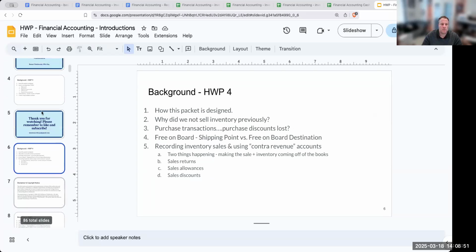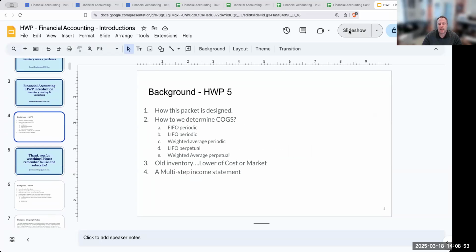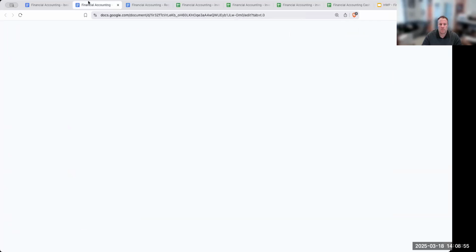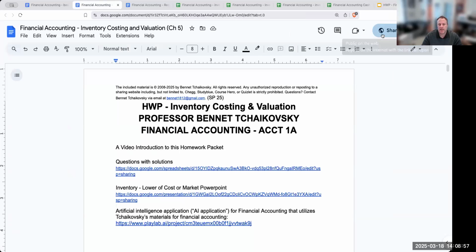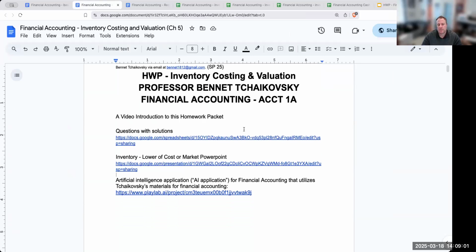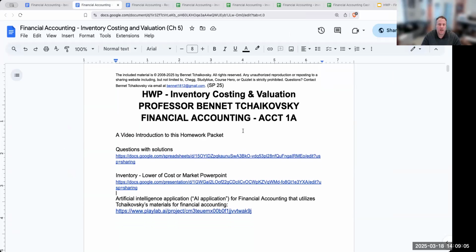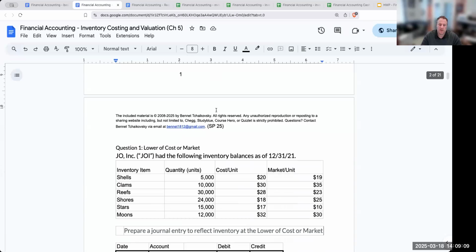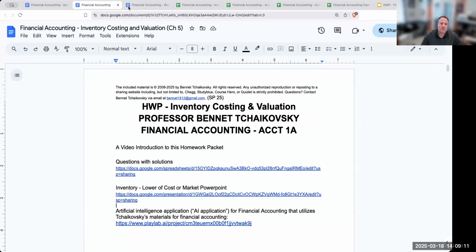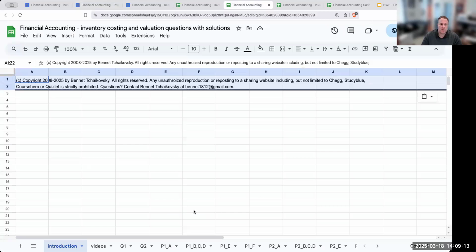Okay. So when we're going through and looking at this particular homework packet, which relates to inventory costing and valuation, some of these concepts are definitely going to be more challenging than what we've seen in previous slides. So let's go over here and take a look at this.